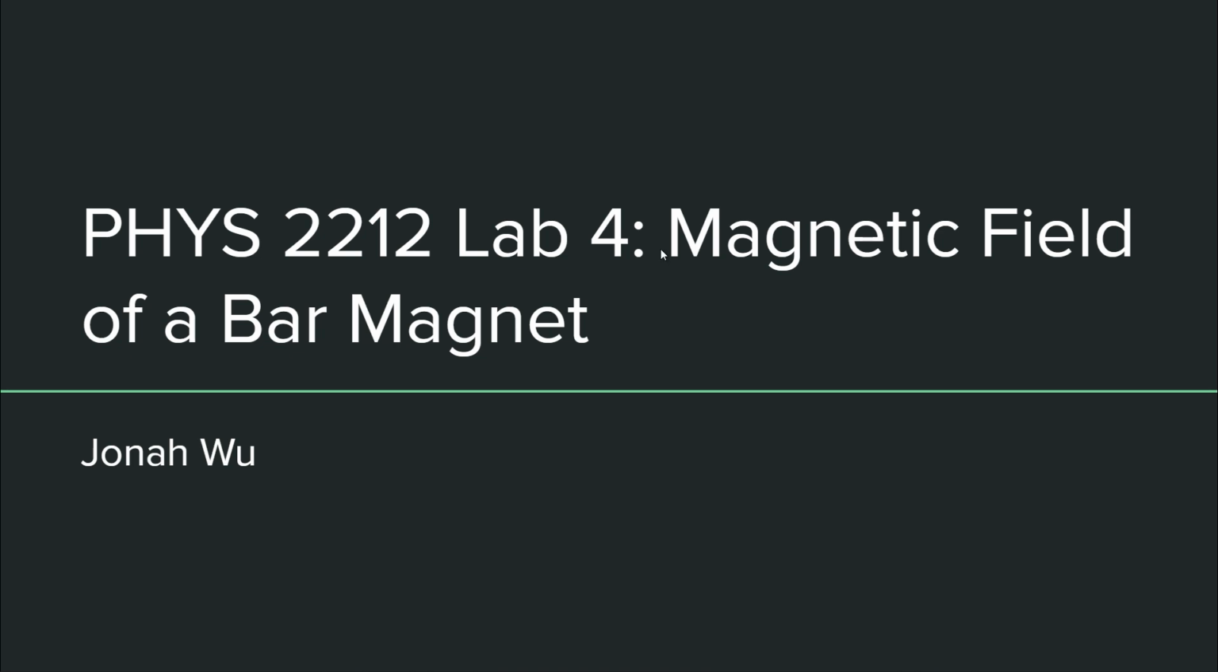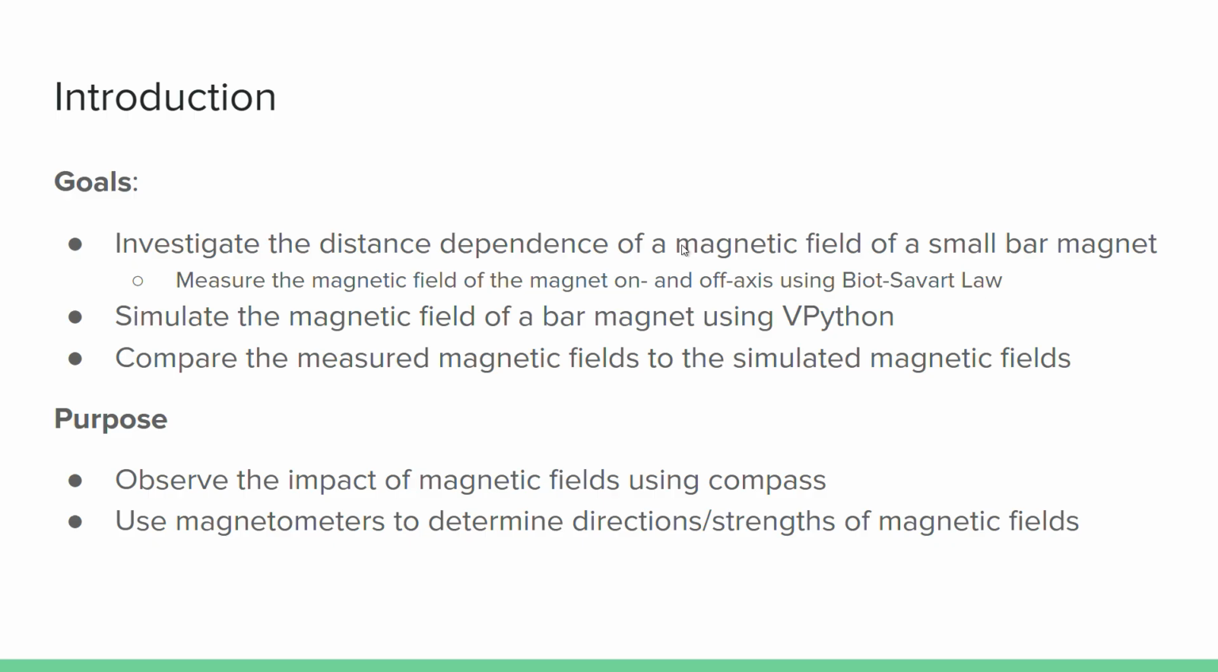62212 Lab 4: Magnetic Field of a Bar Magnet. The goal of this experiment was to investigate the distance dependence of the magnetic field of a small bar magnet using the Biot-Savart law, and to simulate the magnetic field of a bar magnet using VPython and compare the measured magnetic fields to the simulated magnetic fields as well.